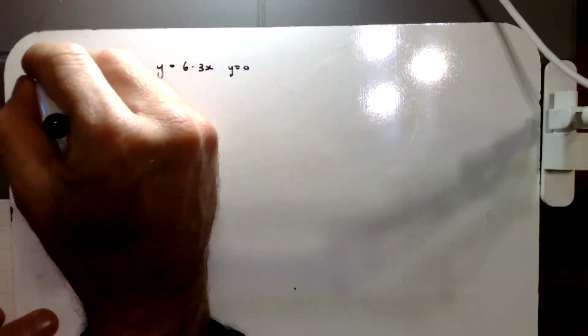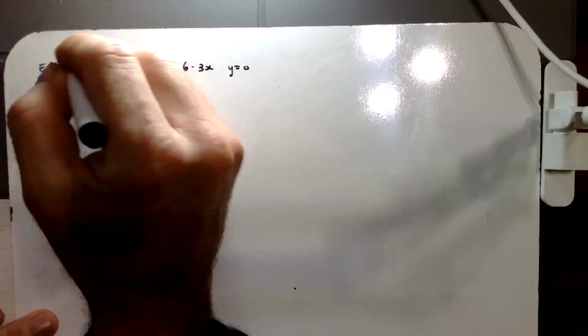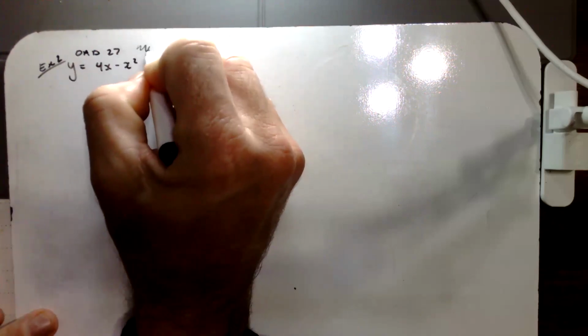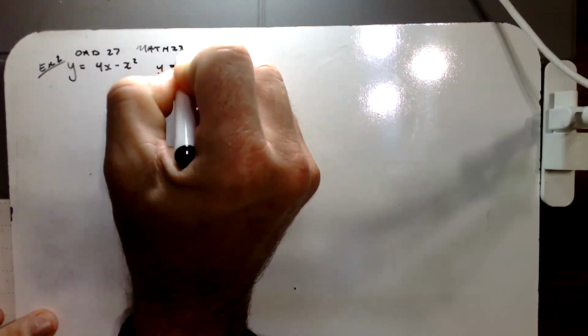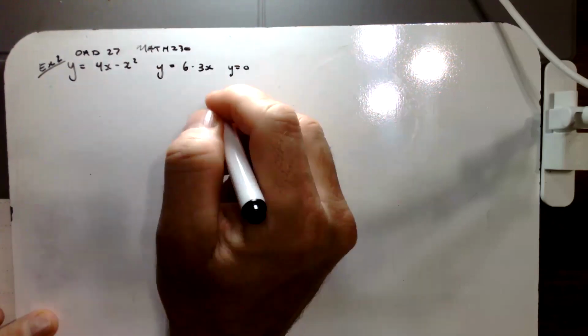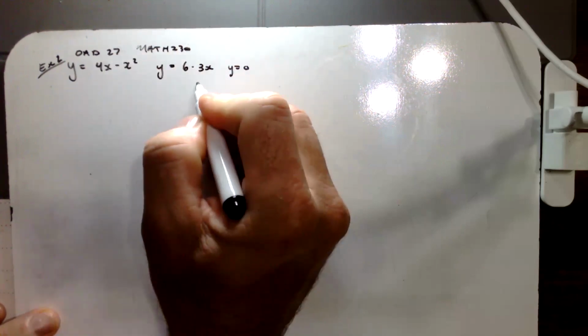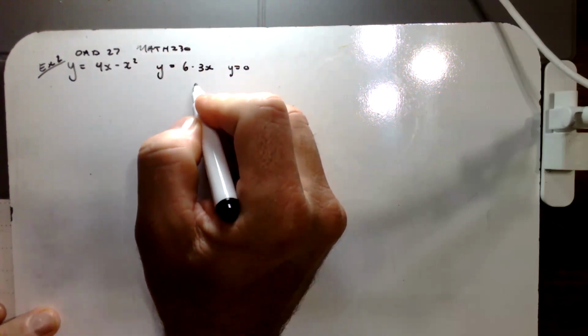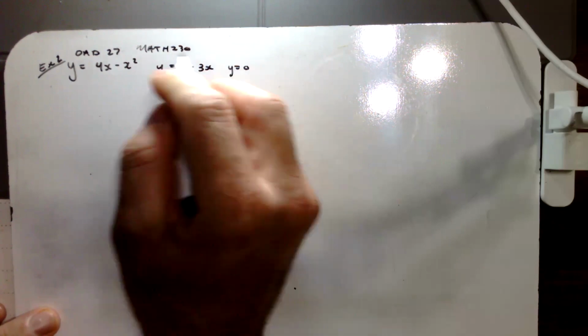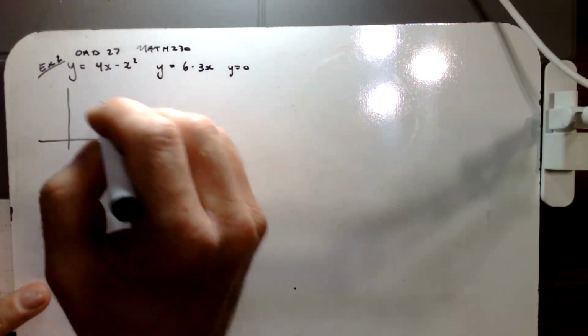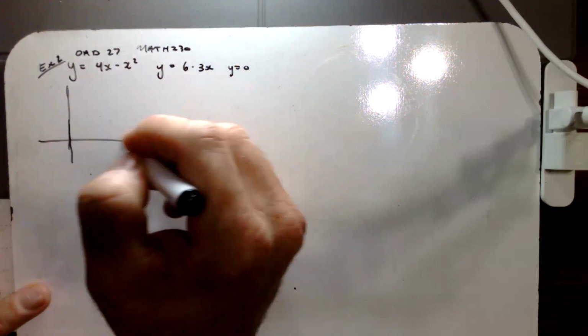Right, this is example 2 from section 1 day 27 for math 230. In this example, we're looking at finding the region that is above the x-axis, so y equals 0, and bounded by these two curves. Okay, so to do that, let's first get a picture of what this region looks like.